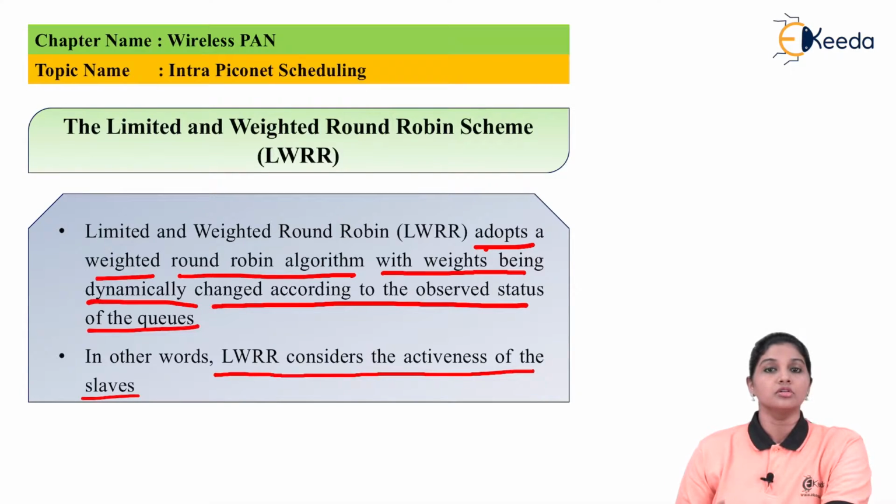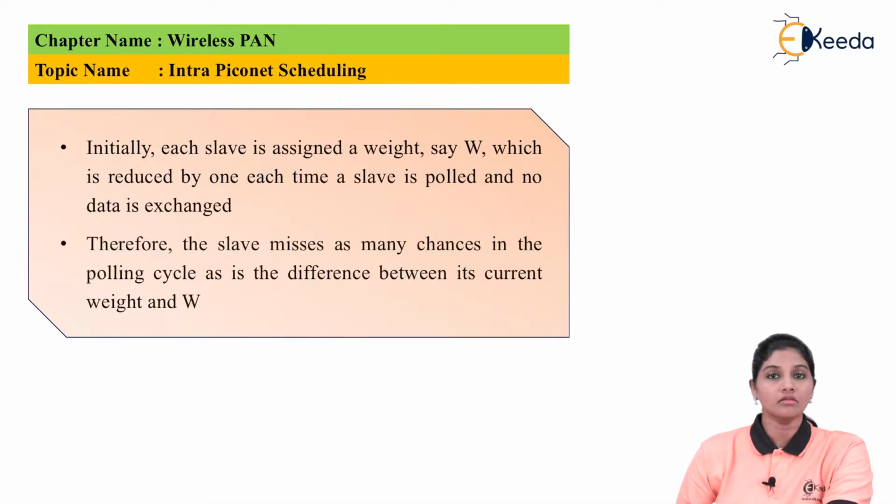ELWR considers the activeness of the slave. In case of Bluetooth, there are 4 modes of operation in which the device can work. The 4 modes are: first, active mode; second, hold mode; third, park mode; and fourth, sniff mode. On the basis of which mode the slave is in, the algorithm is changed dynamically. Now in this case, initially each slave is assigned a certain amount of weight.